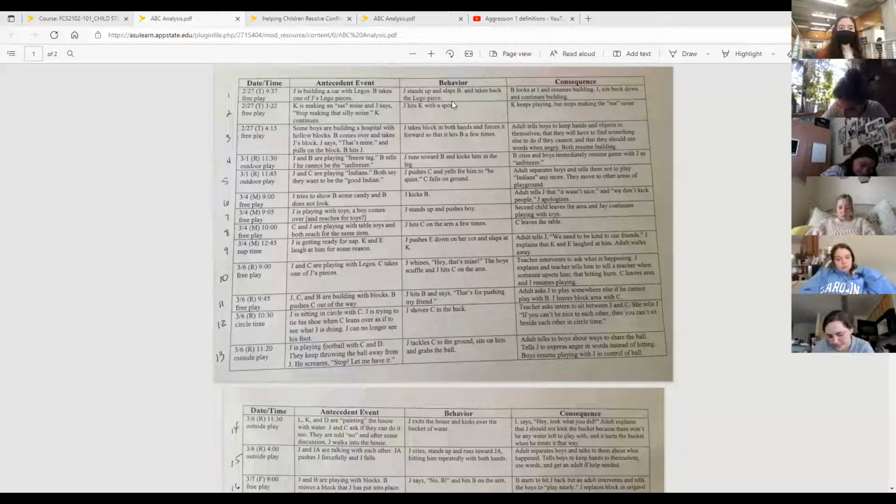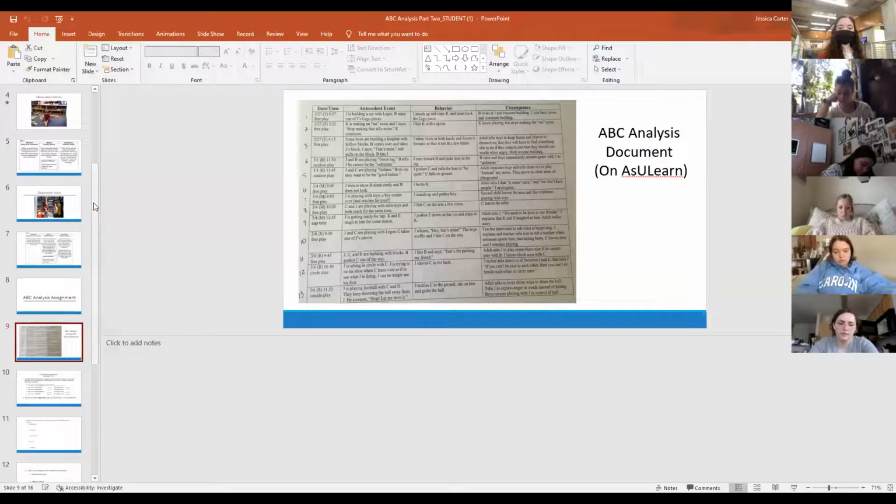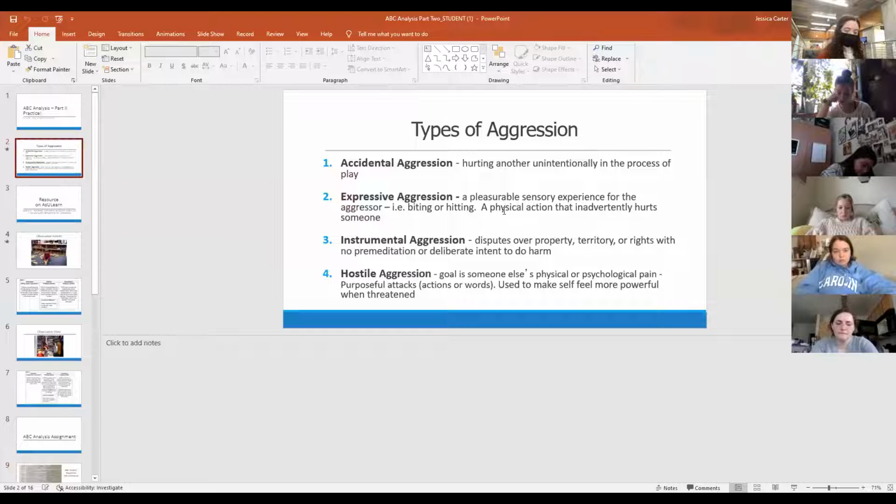All right, so we'll come back to this. Let's shift gears again back to the PowerPoint. Because I do think it's important to be able to make these distinctions. And from your perspective, why is it important to be able to distinguish among these different types of aggression? What are your thoughts on that?